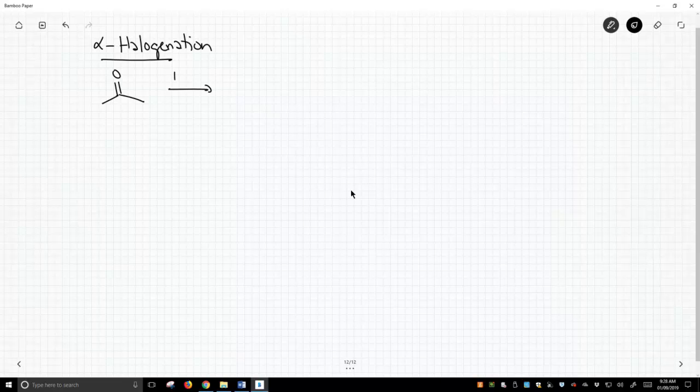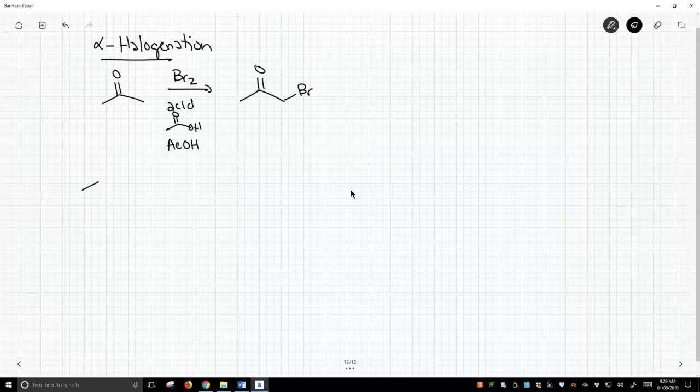What we're going to do is treat this with a halogen source like Br2, which is pretty common. And we're going to run this reaction in an acid, and this could be acetic acid. That's the structure of acetic acid. Sometimes people just write AcOH as acetic acid, but regardless, we're going to run this in an acid, and we're going to get alpha-halogenation.